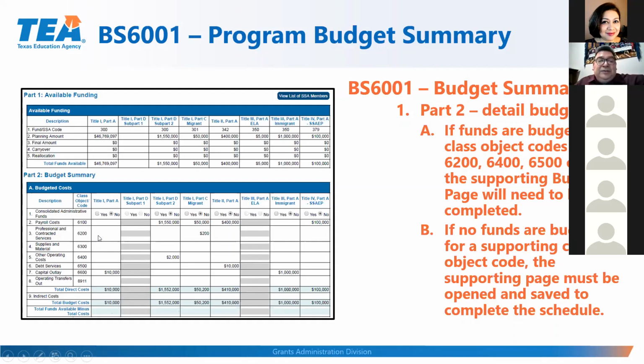Just to let you know, you'll see that if you transferred funds from Title II or Title IV into Title I, the money still shows up under the original funding source. You would just have to budget under those budget sources.